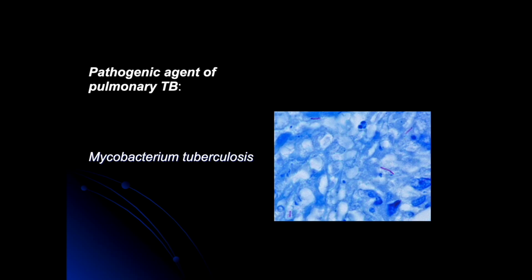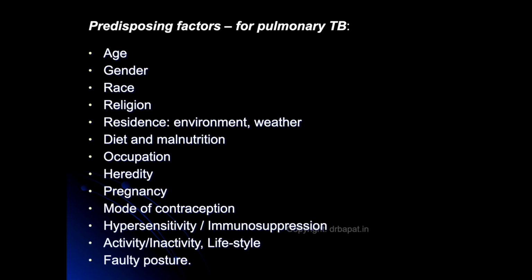Mycobacterium tuberculosis. Well, that is a bacterium and that is the pathogenic agent which will actually cause the disease. Fine, but when does a person actually get diseased from it? Whenever the person is predisposed to. And what are the predisposing factors? One or more of these.